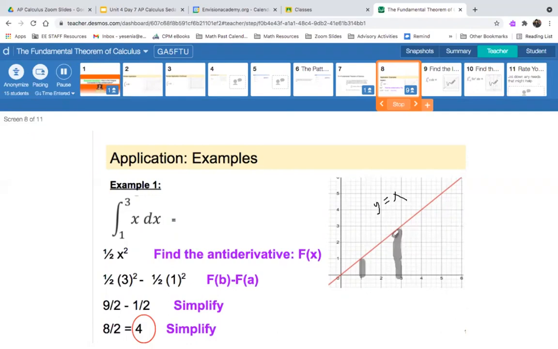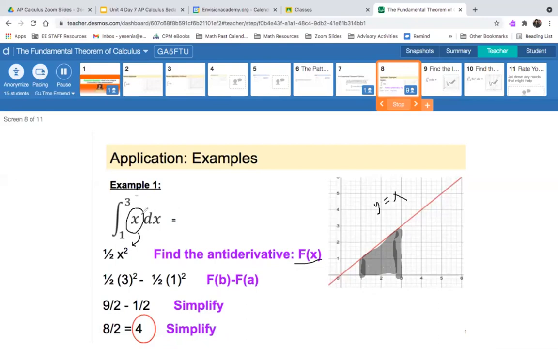In this case, yeah, you can. It's a trapezoid, so you could get the perfect area. But instead of finding the area of this trapezoid, I'm going to be using the theorem, the shortcut. So this is how we do the shortcut. Step 1, find the antiderivative of this. The antiderivative has the notation capital F.